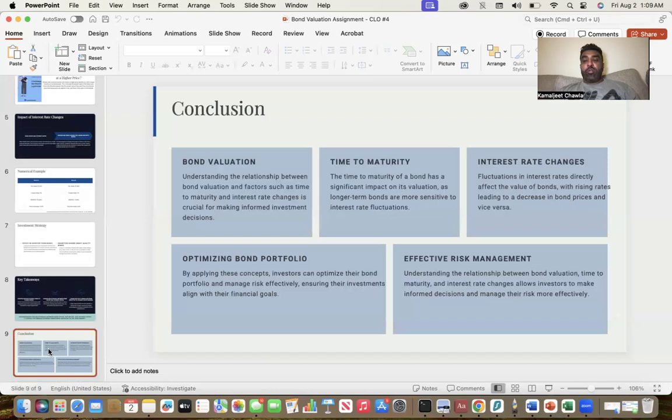So, in conclusion, bond valuation is influenced significantly by time to maturity and interest rate changes. By applying these principles, investors can optimize their portfolios and manage risk effectively. As we face economic uncertainties, adopting a conservative bond investment strategy can safeguard against market volatility and align investments with financial goals.